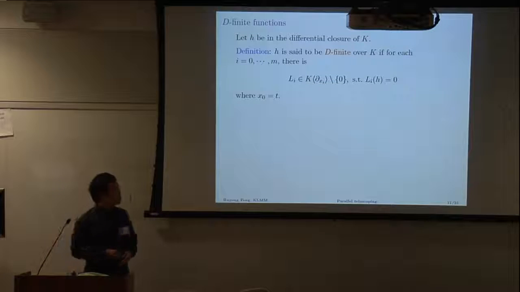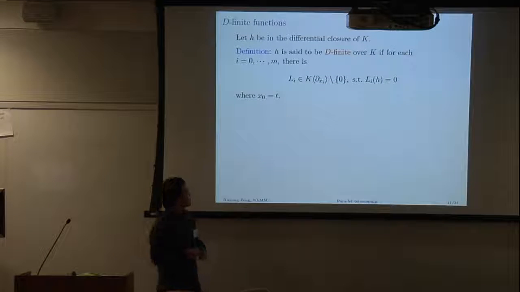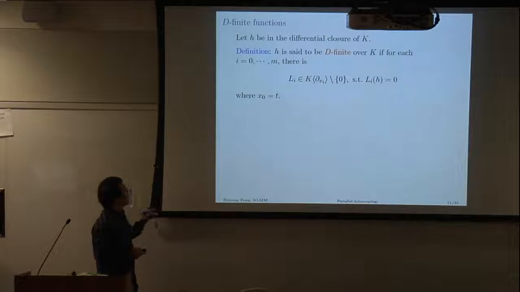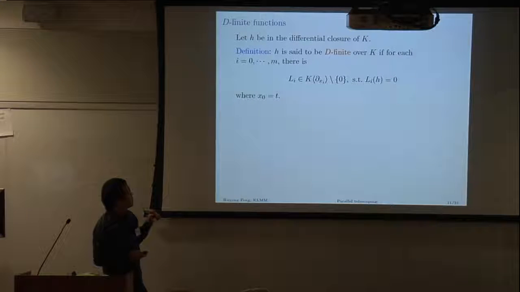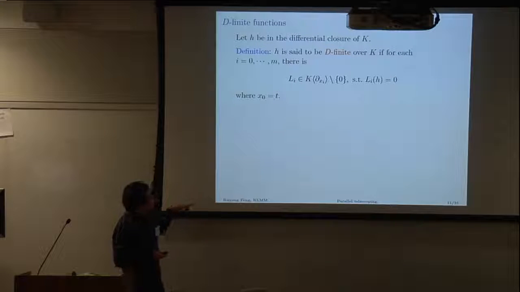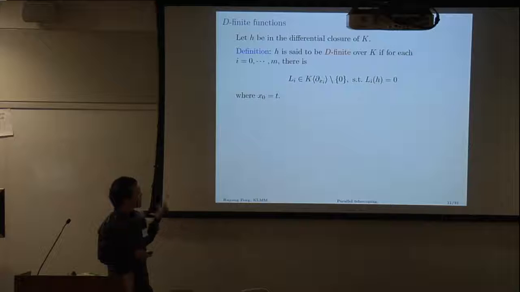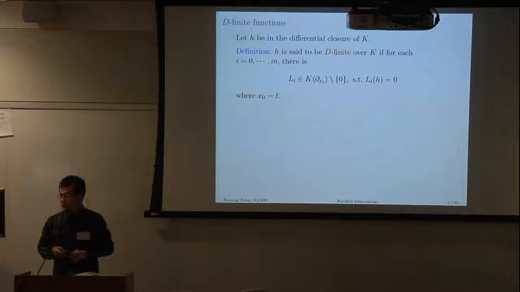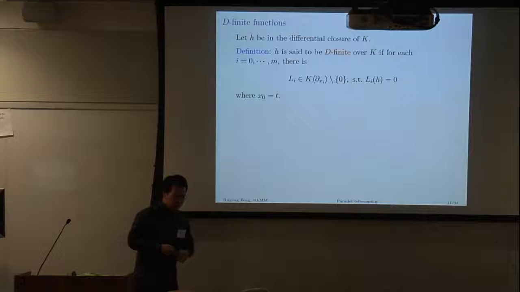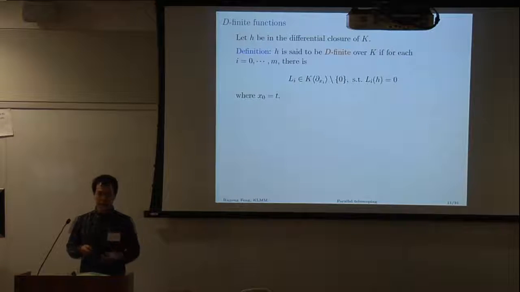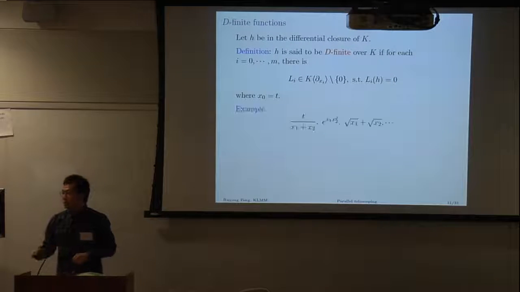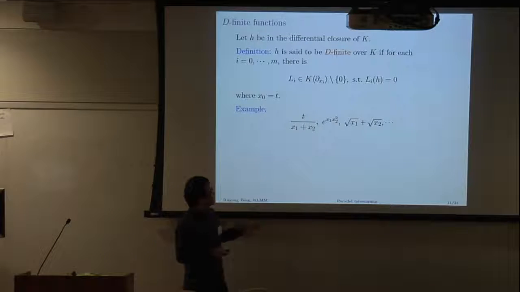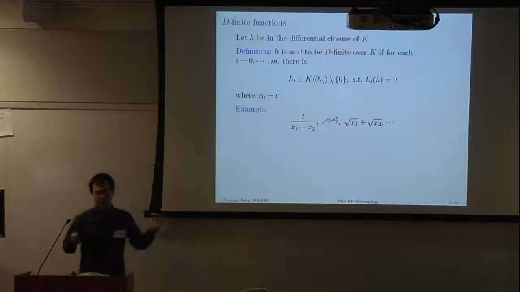And now an element h is said to be definite over the capital K if for each i from 0 to m, well, x0 is just the t, okay, there is a non-zero element Li in the subalgebra generated by a single derivation dxi, such that Li h is zero. So this means that h is a solution of linear partial differential equations whose solution space is of finite dimension. Some examples like rational functions, exponential functions, and algebraic functions are all definite.